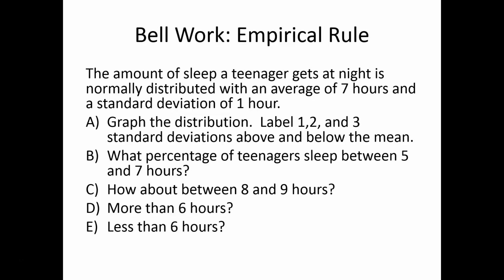So let's read through this together, and then if you want to pause the video and give it a shot, you can. The amount of sleep a teenager gets at night is normally distributed with an average of 7 hours and a standard deviation of 1 hour. So they're giving us our mu and our sigma. First, they want us to graph the distribution and label 1, 2, and 3 standard deviations above and below the mean, and then find some different values.